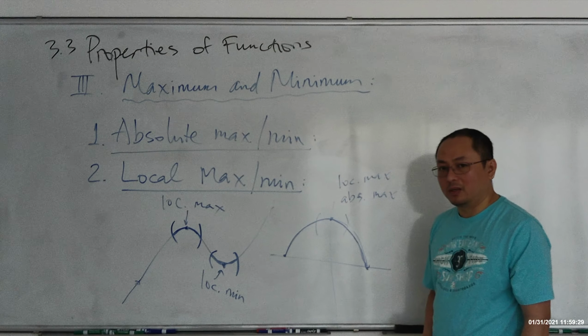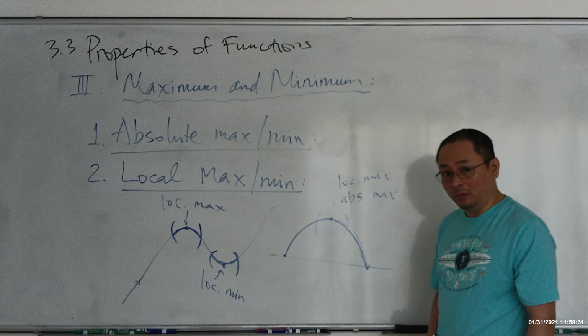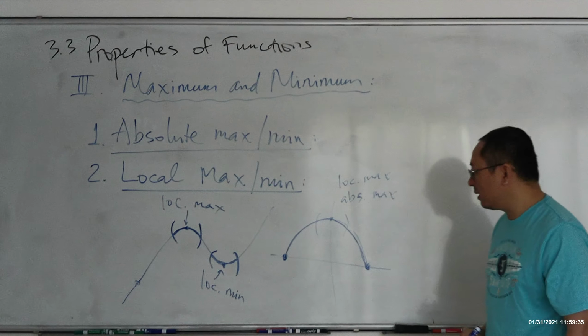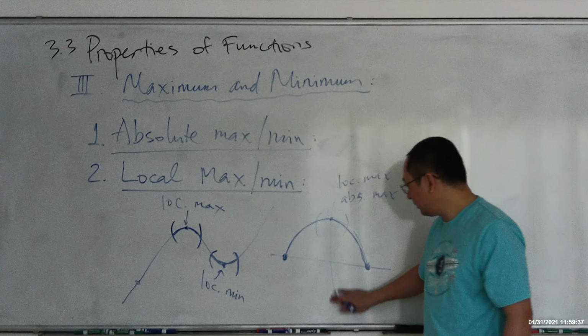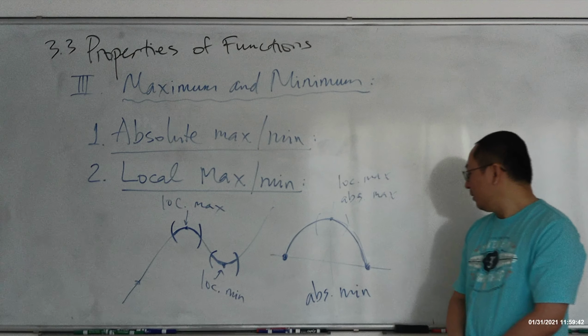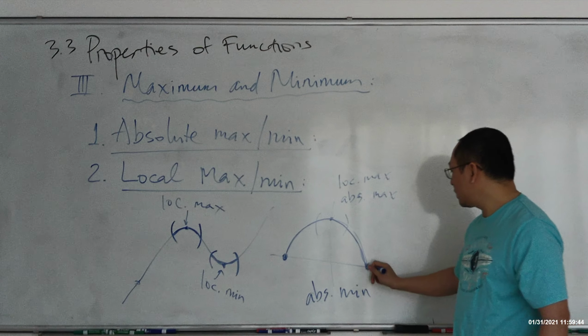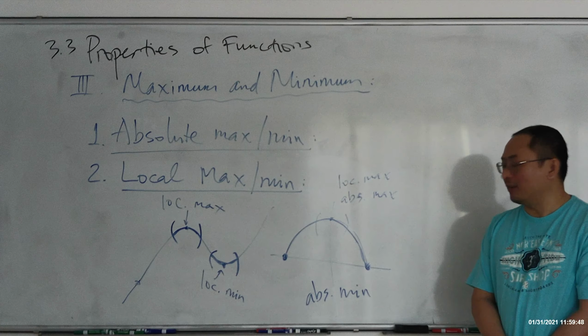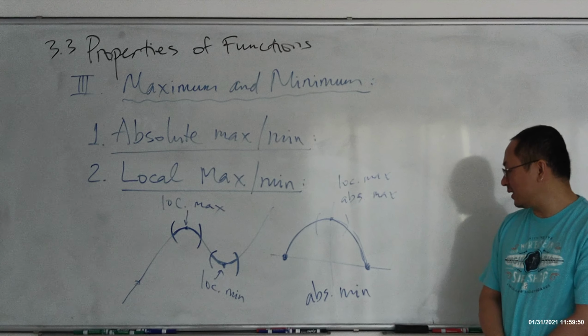How about minimum? Do we have any minimum? Yes. Not just one. We have 2 points of minimum. What kind of minimum are they? They are the absolute minimum, because those 2 points are the lowest points for the graph. So it's the absolute minimum.